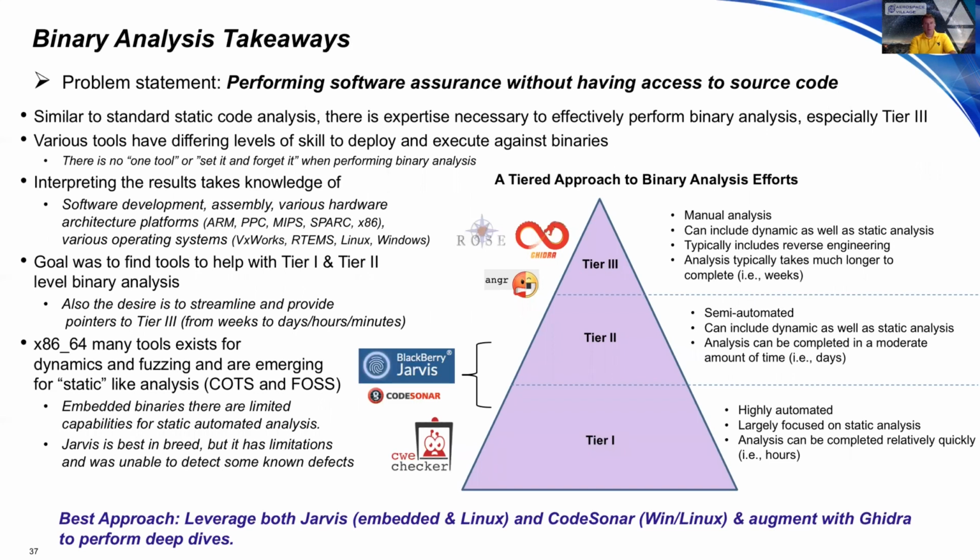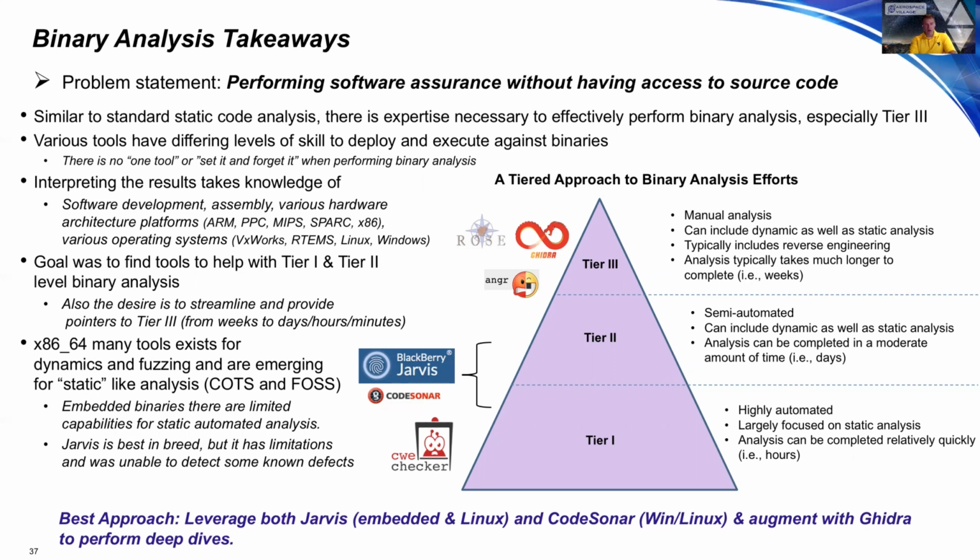So some takeaways and some summaries. If we want to perform some level of software assurance without source code, very similar to static code analysis, then we can live on this tiered scale that's here on this page. Long story short, there's no one tool, there's no set it and forget it. But there are tools that can help you get to that point. Interpreting the results is going to take some specialized knowledge. So if we can curate that specialized knowledge, only use it when necessary, and focus on developing these tool sets and automation pipelines to help out with tier 1 and tier 2, that would be very helpful.